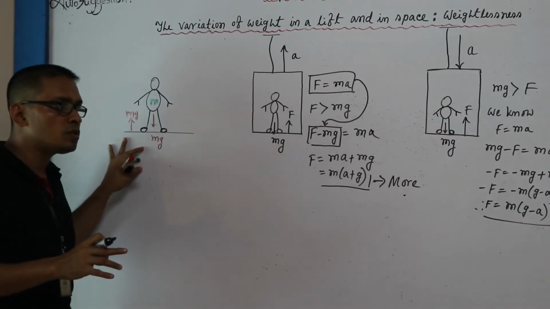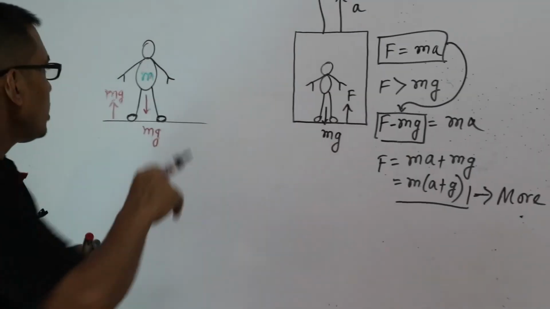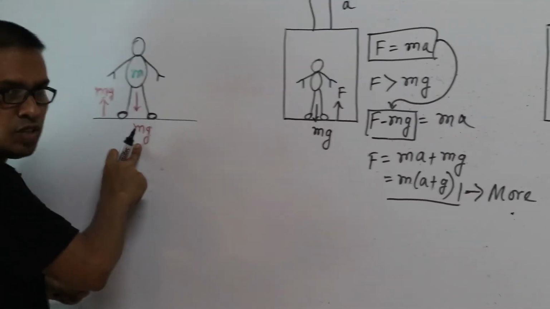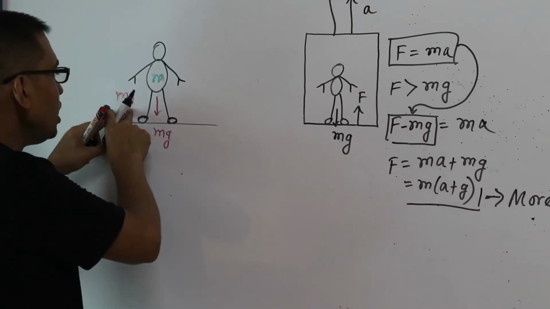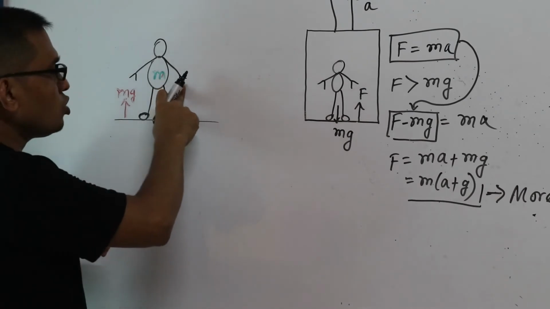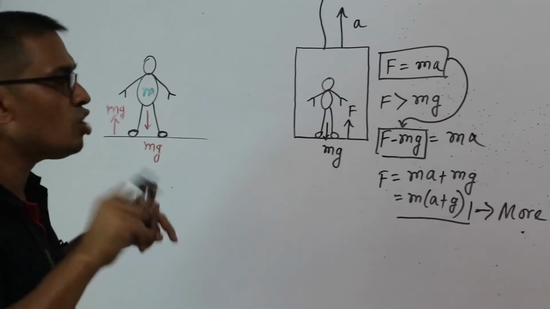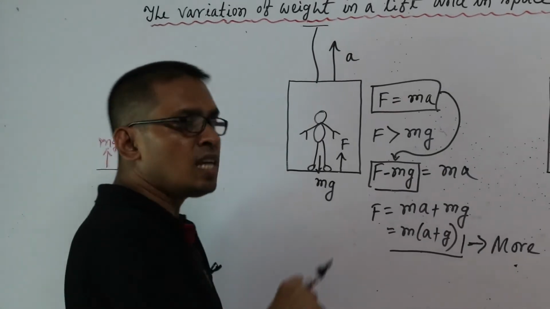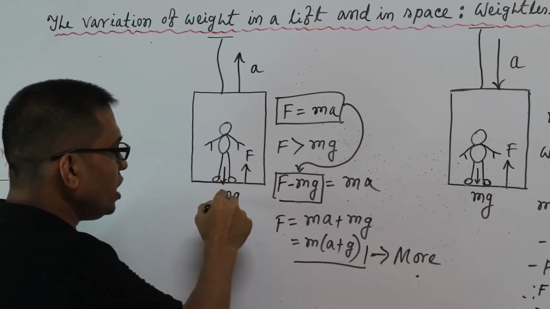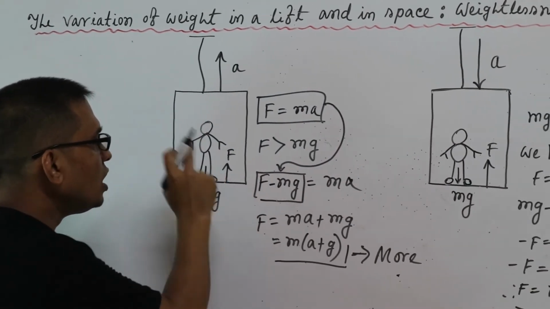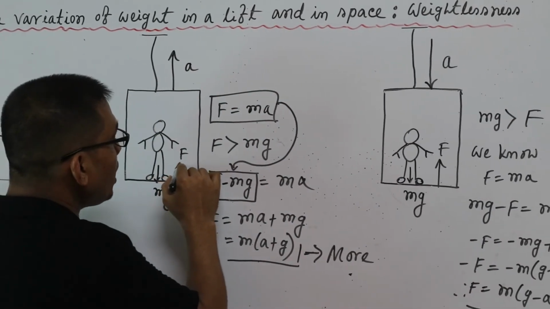Now, dear students, what is weight? The attraction force of the earth towards an object is its weight. This person applied mg force on the surface of the earth. In the same way, the earth applied mg force towards this person. That's why this person will feel his or her weight. At the time of lifting up, this person applied mg force on the surface of the lift, and the lift applied F force.